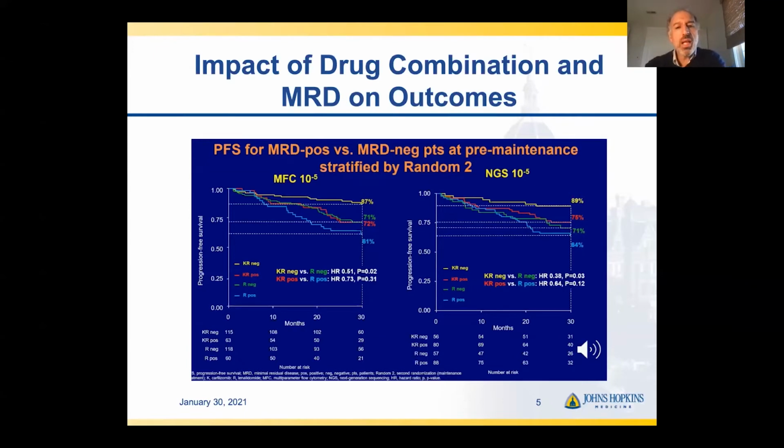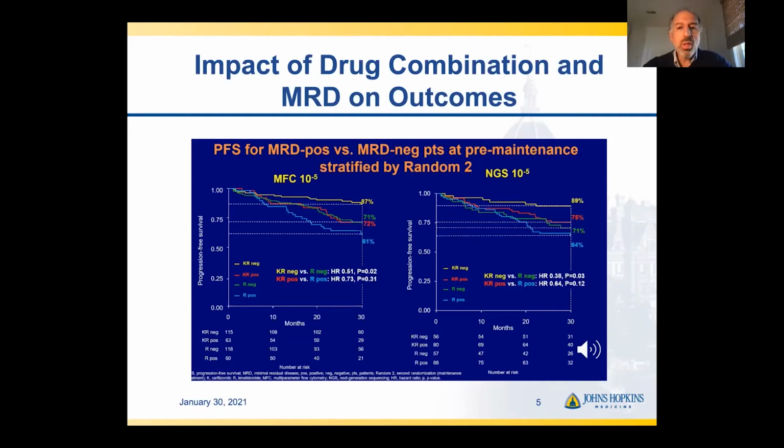So this is data that I think is relatively interesting because first of all, you can see that there were two strategies that were used to look at it. MFC stands for multi-flow cytometry, and again, with a threshold of 10 to the minus 5, and then on the right side is next generation sequencing, 10 to the minus 5. And I think there are basically 2 points that I want to make here. The first one is that the doublet, which in this case was carfilzomib plus Revlimid, compared to Revlimid alone, overall did better than single agent Revlimid.